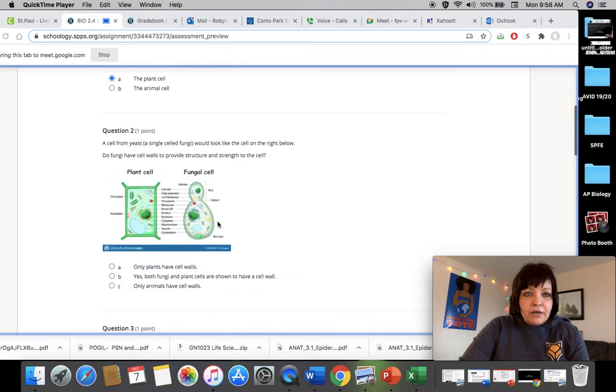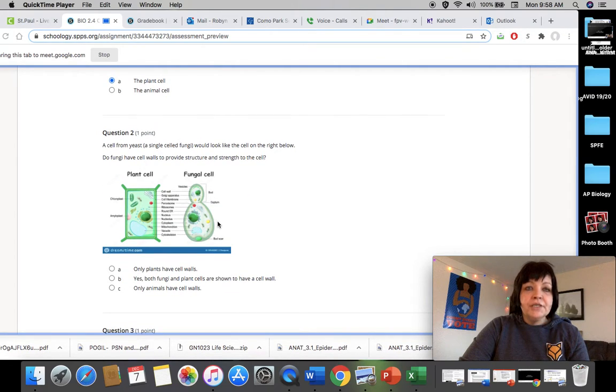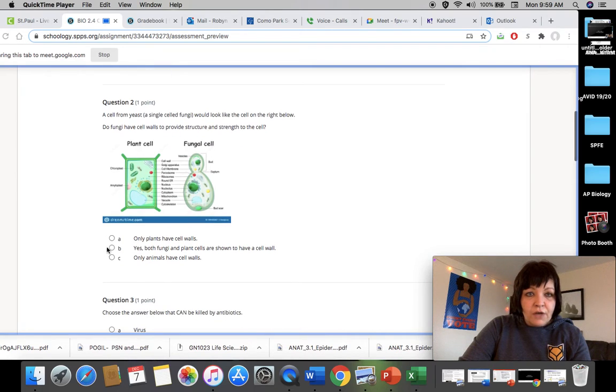All right, and then the second one said a cell from a yeast, which is a single-celled fungi, would look like the cell on the right below. Do fungi have cell walls to provide structure and strength to the cell? So if you zoomed in on that image, which I can't do right now because I'm screen sharing, you would see that yes, the cell wall here has plant and animal cells. So both fungi and animal cells have cell walls. So then you would pick that one.